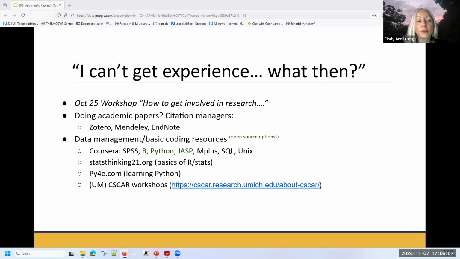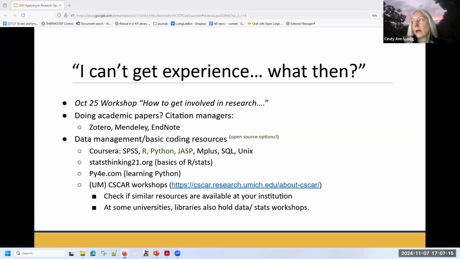Keep an eye out for workshops that look like they might be interesting for you. And again, if you're not a Michigan student, just check to see if there are similar resources available at your institution. And if you're not sure where to look, go to your advising office. They will be delighted to help you. Like, that's what they are there for. At some universities, including Michigan, the libraries will often hold data or stats workshops. They'll often have programming workshops, how to put together a website. There's just a lot of different resources that you can use.